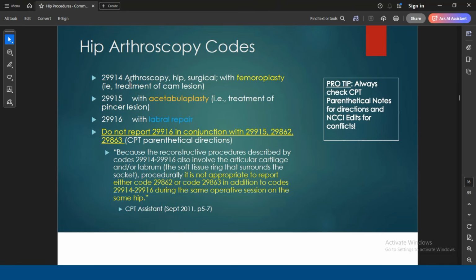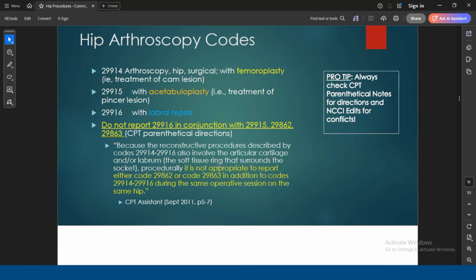Whenever you want to code these two procedures, based on the documentation you need to determine whether the lesion is on the femur or acetabulum. If it is on the femur, you need to code it as cam lesion, femoroplasty. If it is on the acetabulum, you need to code it as acetabuloplasty or pincer lesion. If the physician performs labral repair, 29916.